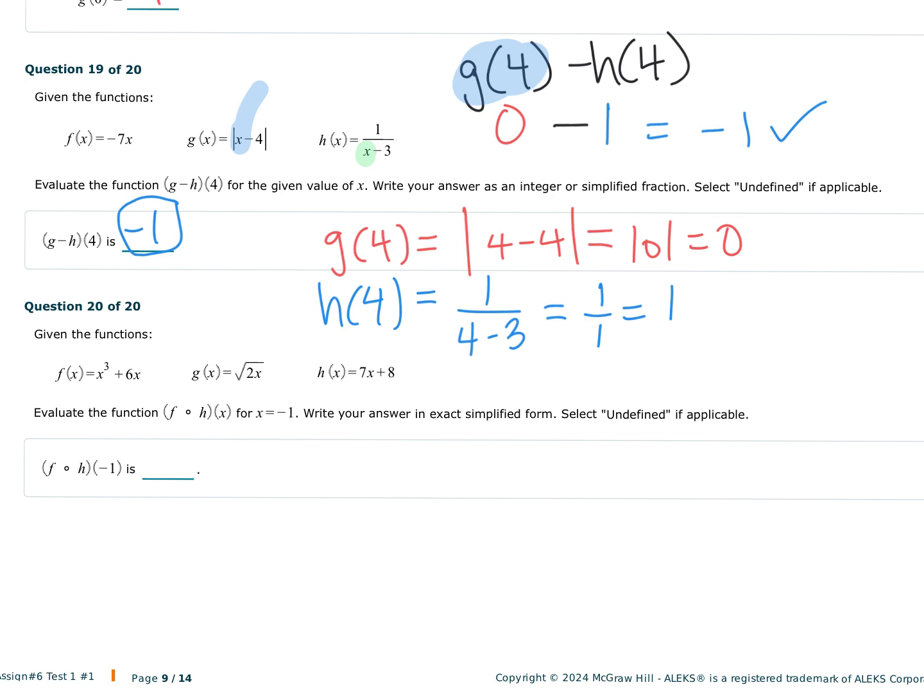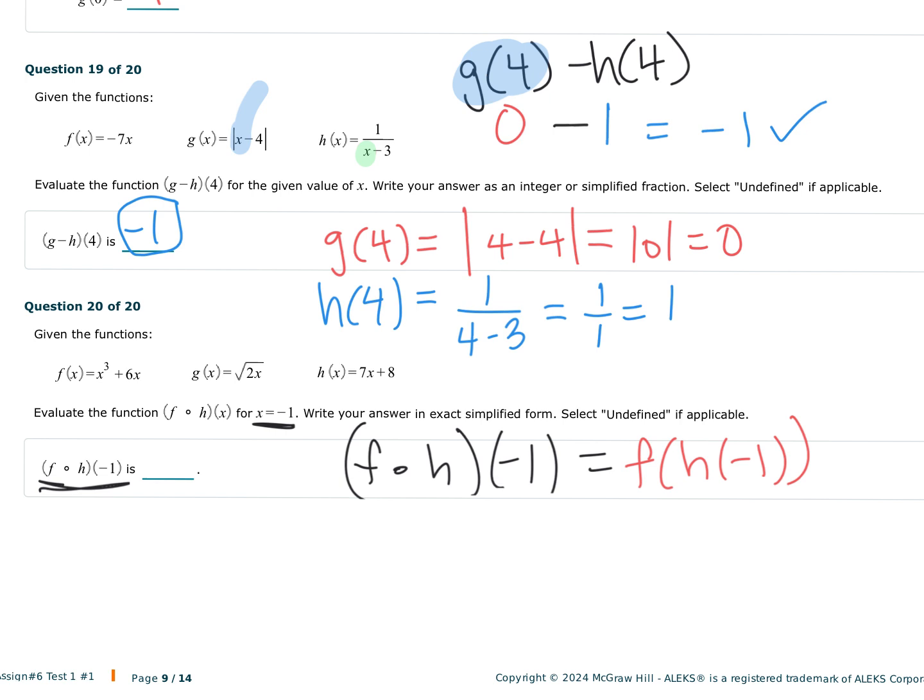So we're going to find the composition of f and h at negative 1. All right, so f and h at negative 1. And remember that, well, you can choose to write it with parentheses. I like to rewrite it as f at h at negative 1. That helps me to know where to start. I'm going to start at h at negative 1.